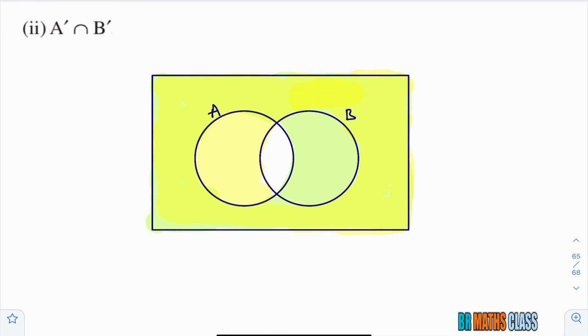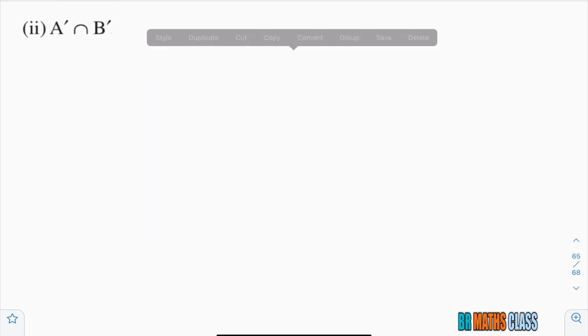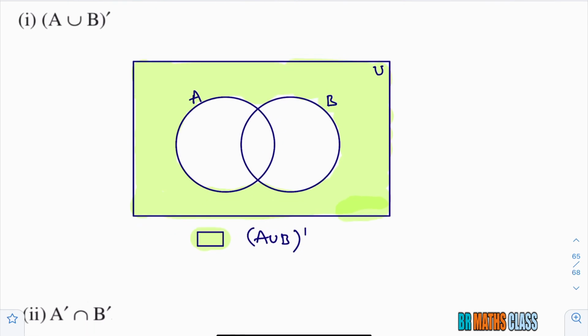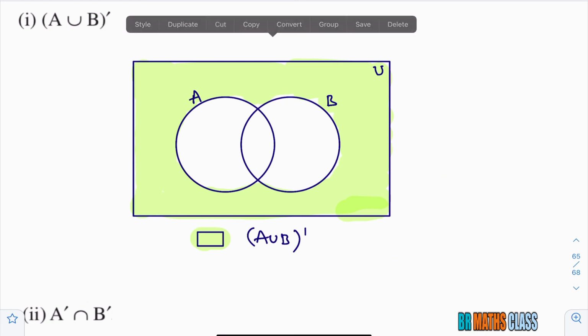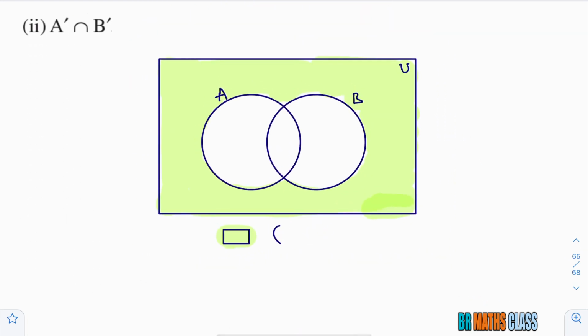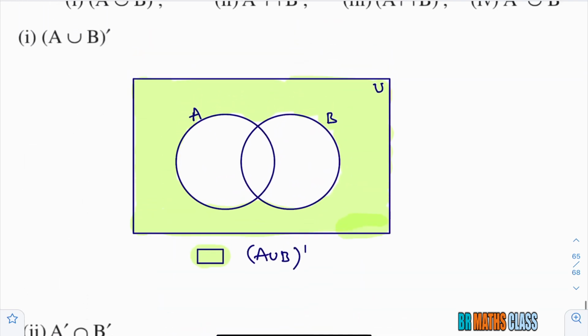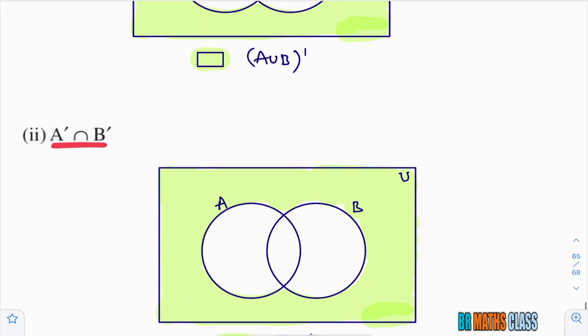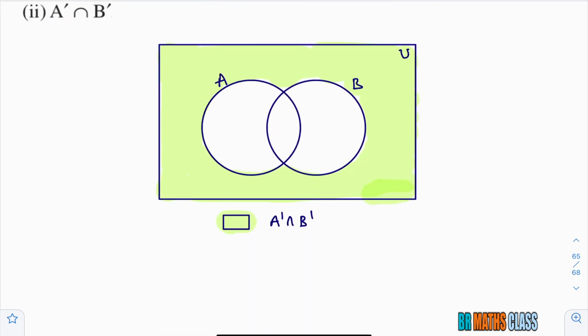In case you didn't understand, nothing to worry. Here, just delete this one. We know that A union B whole dash is the same as A dash intersection B dash. So, same diagram. What you drew for A union B whole dash, the same diagram you draw and you write here A union B whole dash is same as, we know, A dash intersection B dash. This is enough. The diagram you get for A union B whole dash, the same diagram you will get for A dash intersection B dash. I hope you understand this.